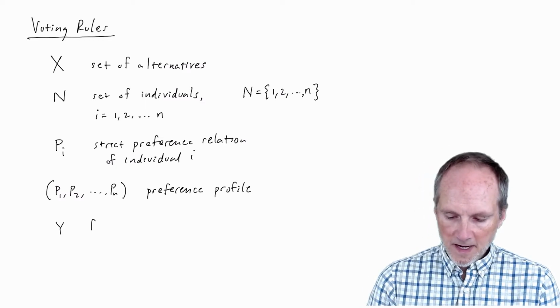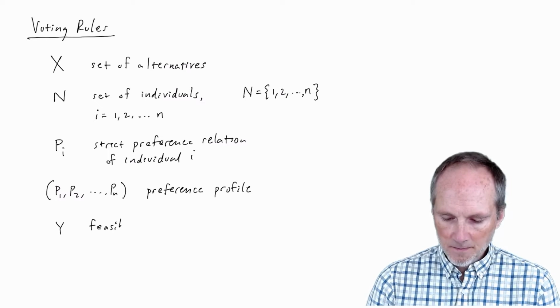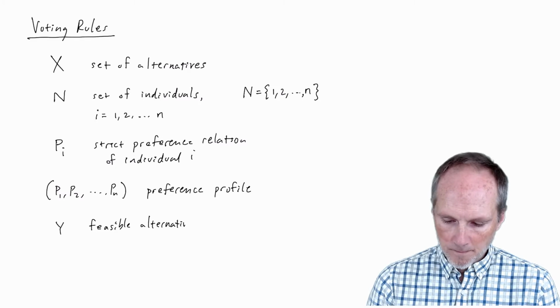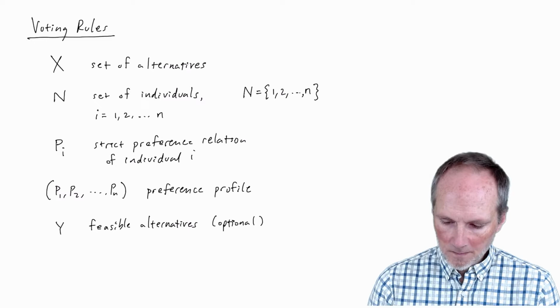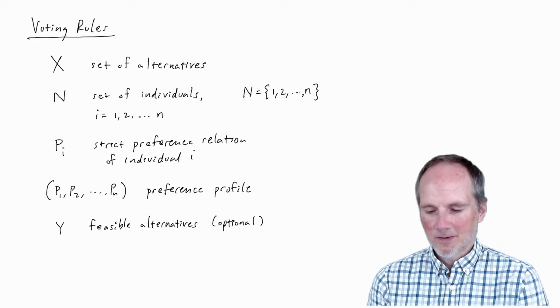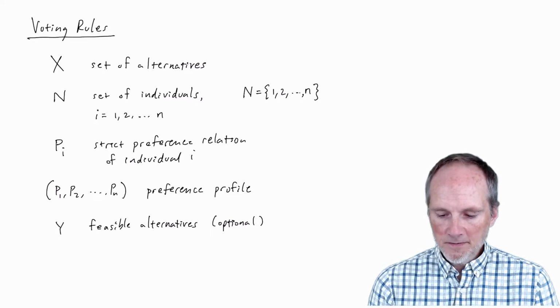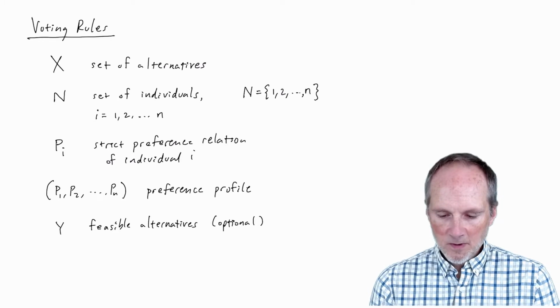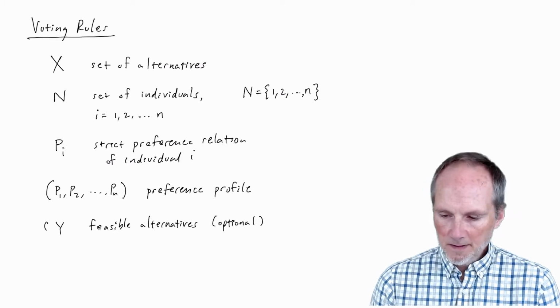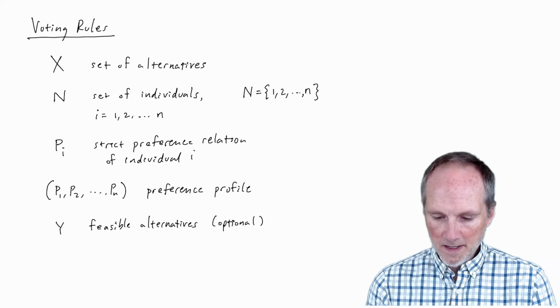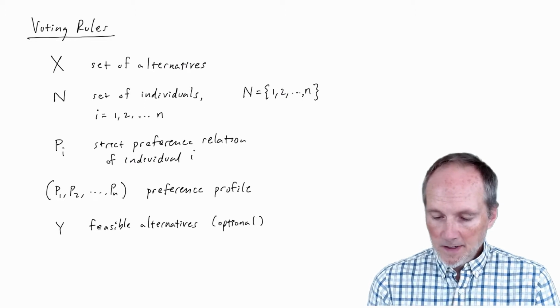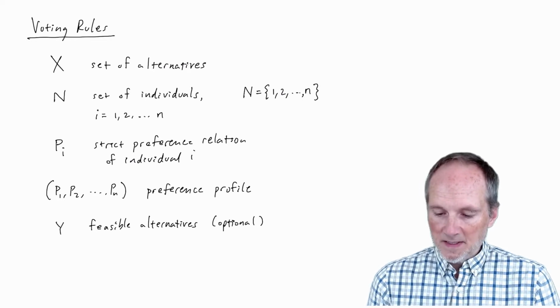And we could also, if we wanted, have a set of feasible alternatives. But that's really optional. We don't really need to have that in the model. And in fact, for this installment, I'm just going to assume every alternative is feasible, so we won't have this y component of the model. All right, so that's the basic setup.